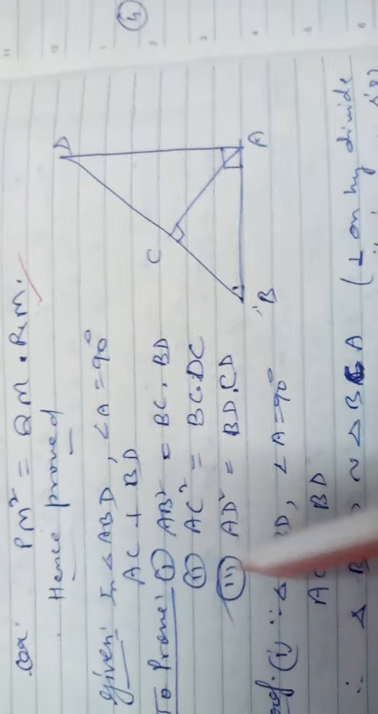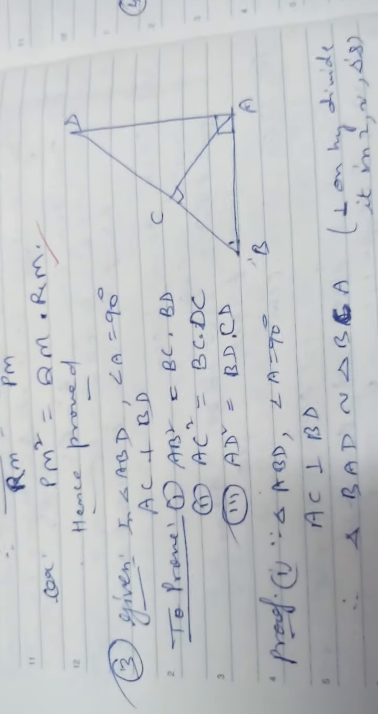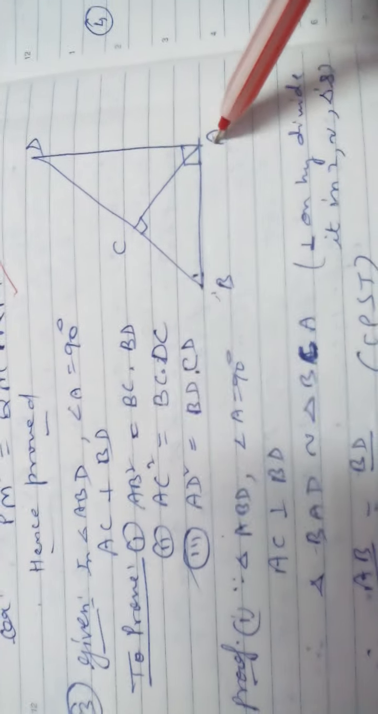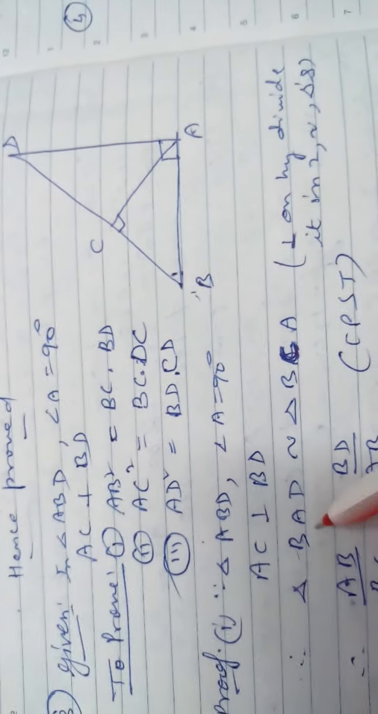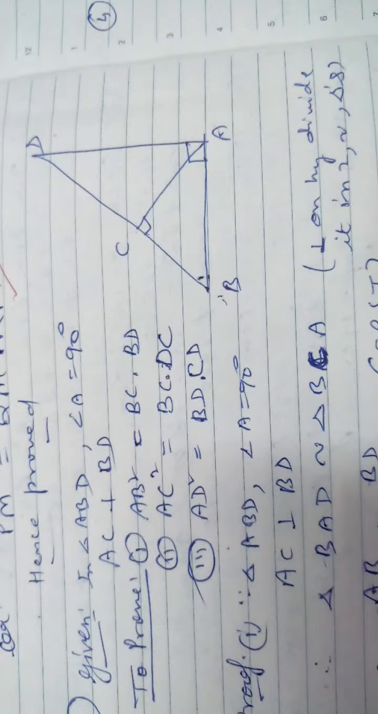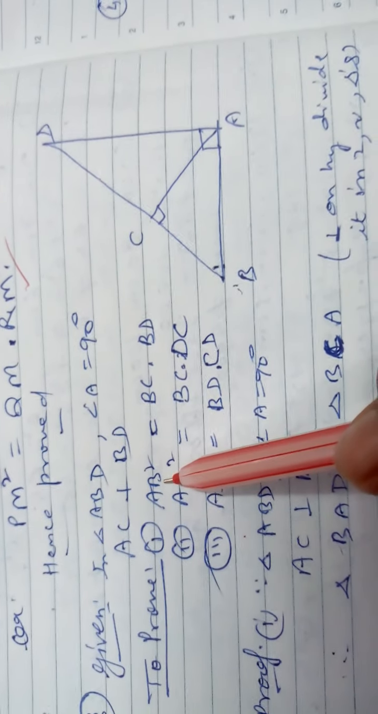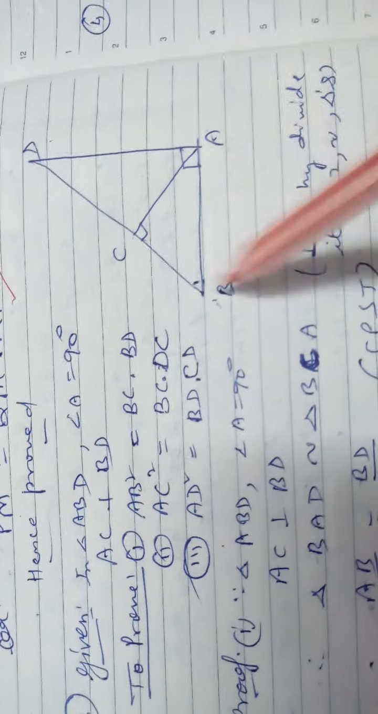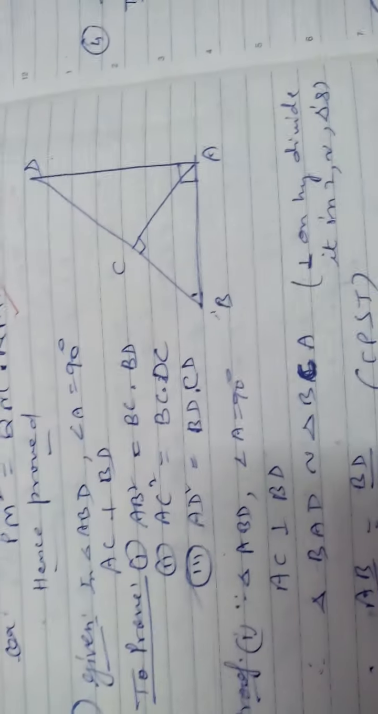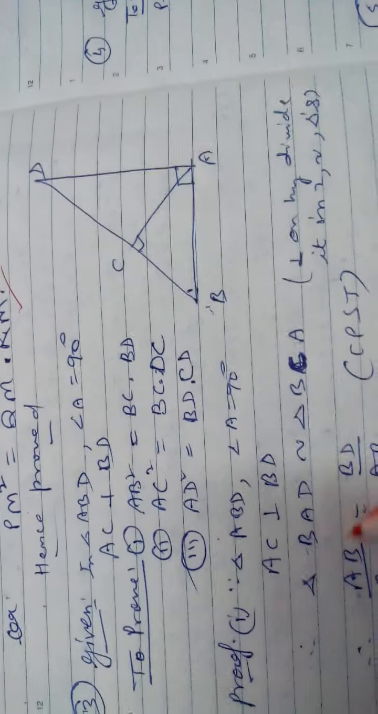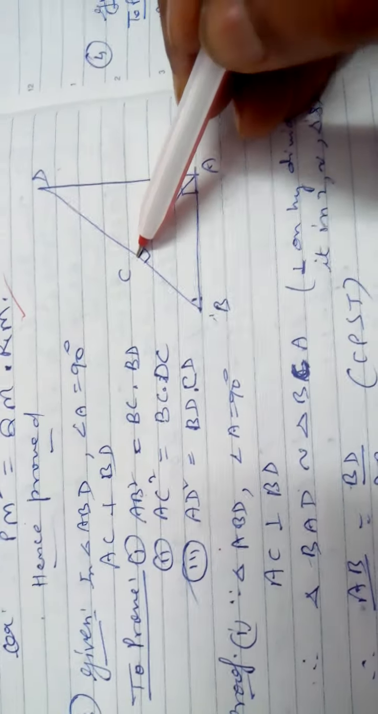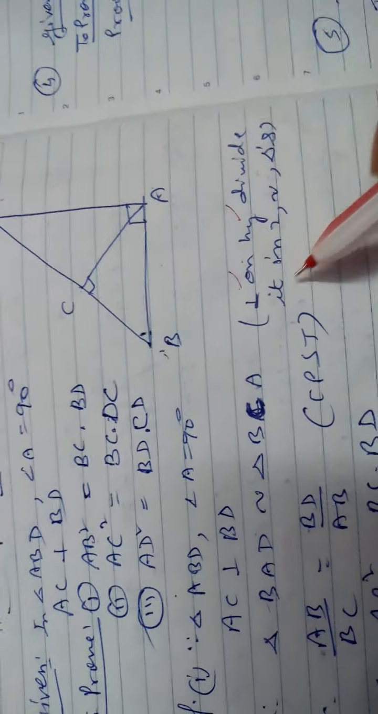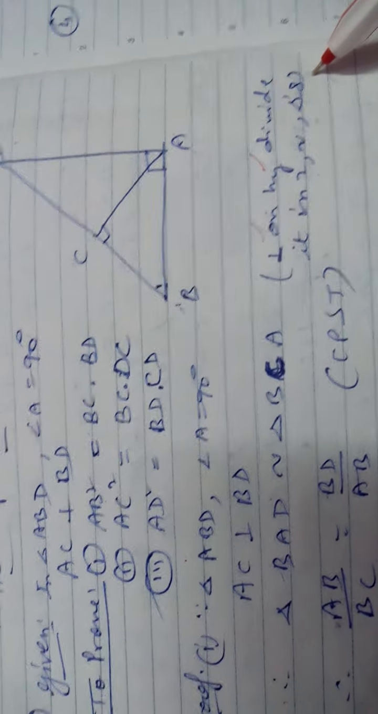So what is given, what is to prove? Written from book. Proof. In ABD, angle A is 90 and AC perpendicular to BD, therefore BAD. AB means 2 times AB. Two triangles, AB will be a side. AB is a side of ABC and ABD, both. So in both the triangles, because it is right and it is perpendicular, perpendicular on hypotenuse divides it into two similar triangles. It is a theorem.